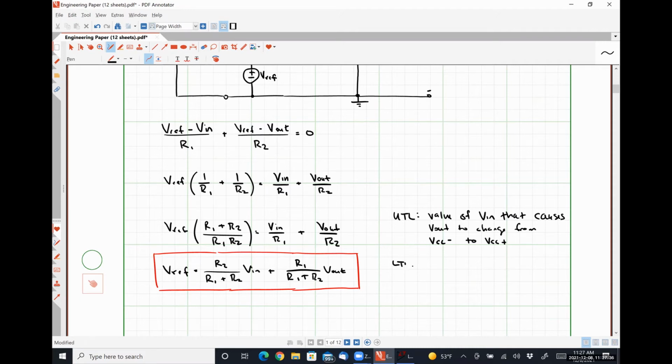And then the lower trigger limit is the value of Vn that causes V out to change from VCC plus to VCC minus.